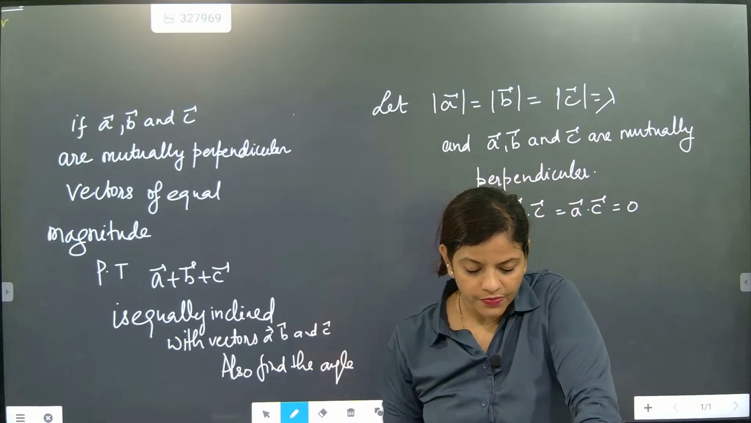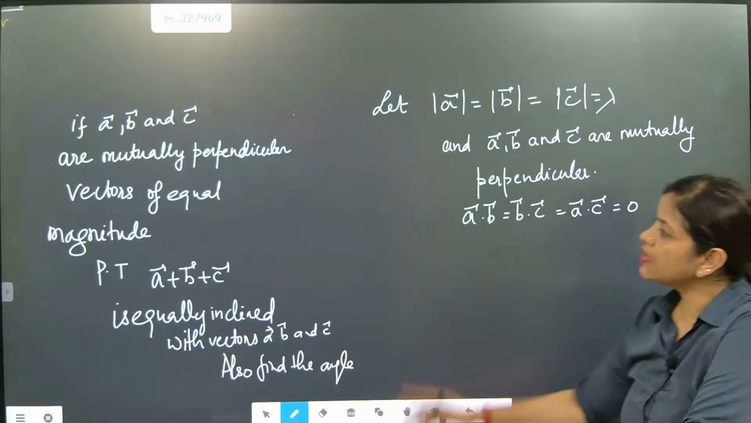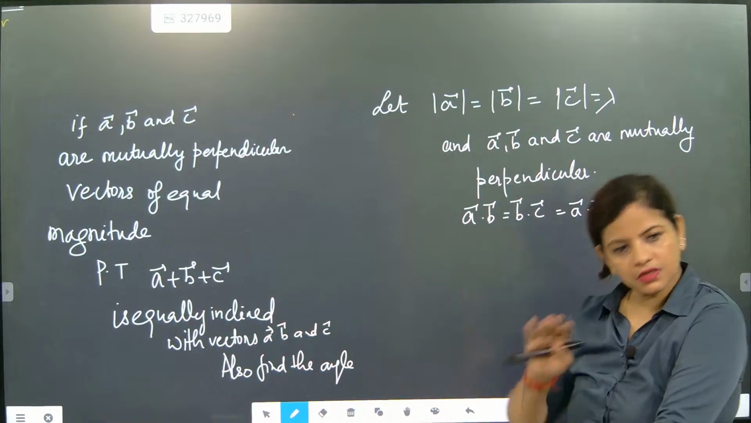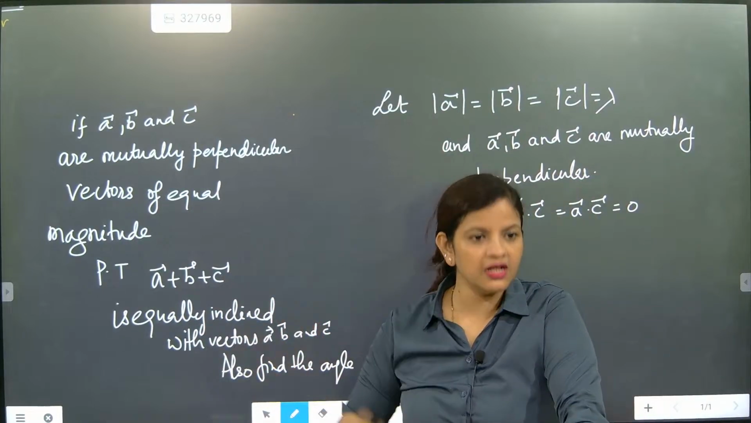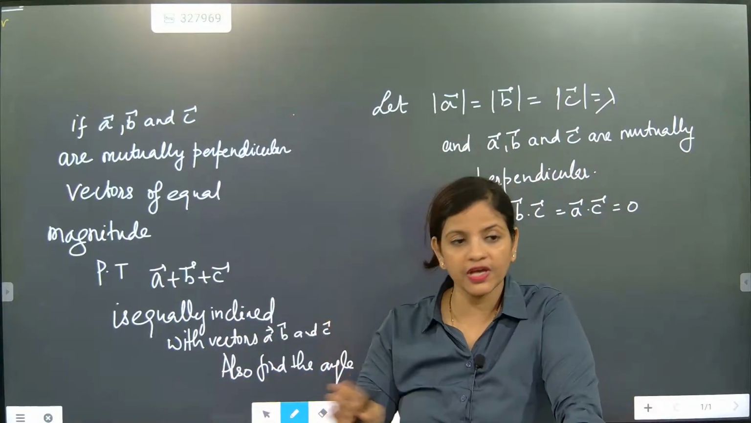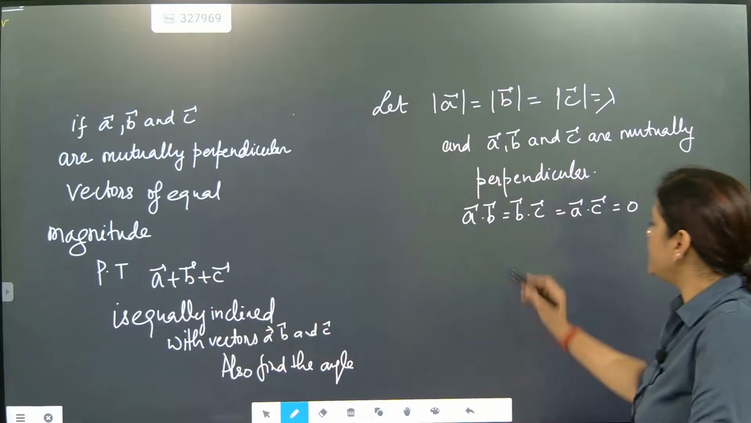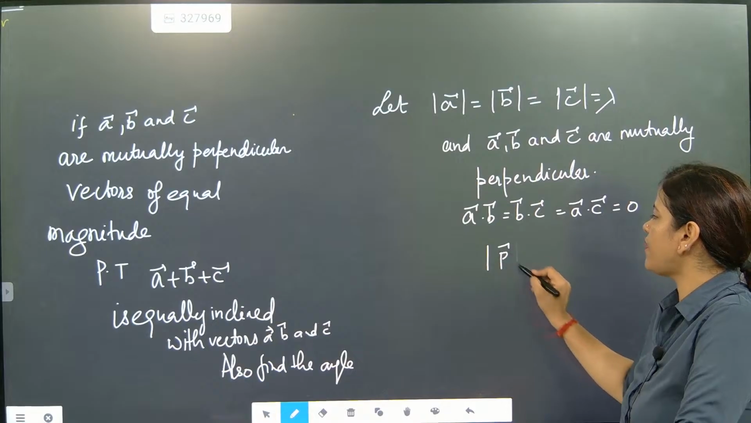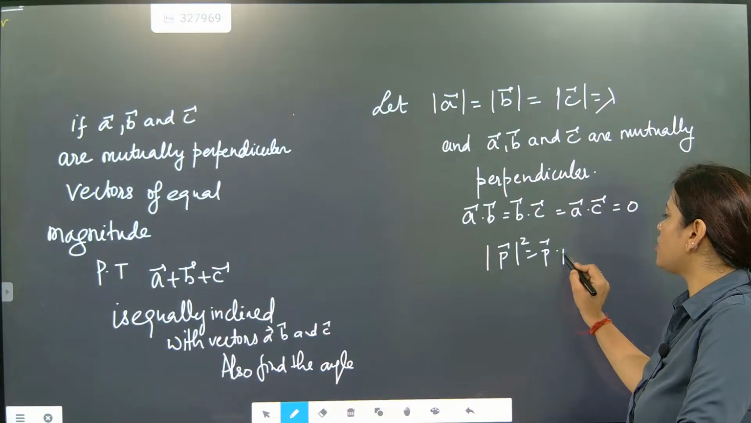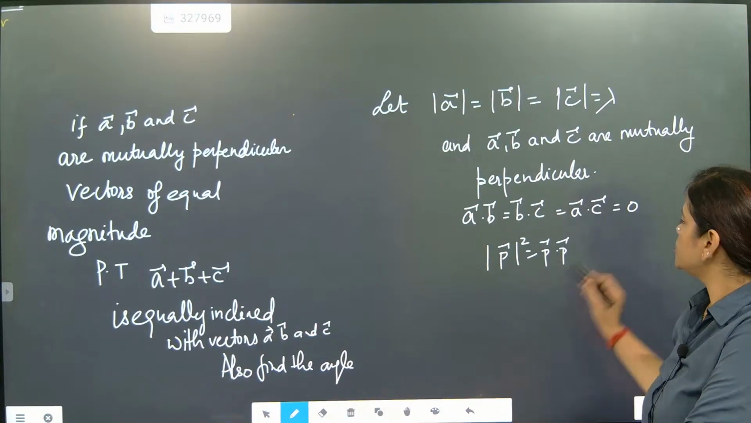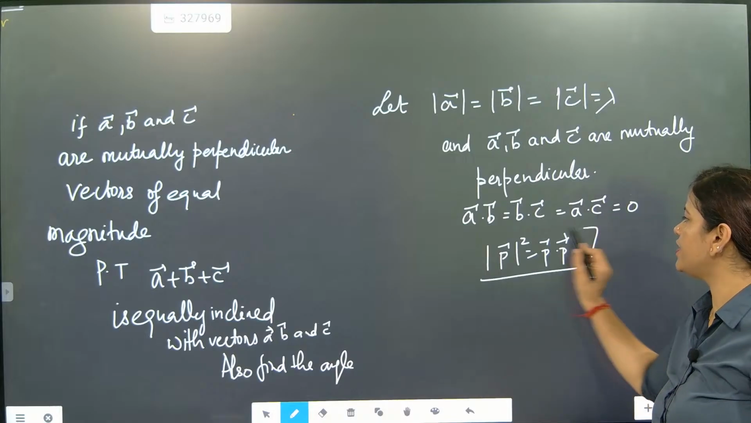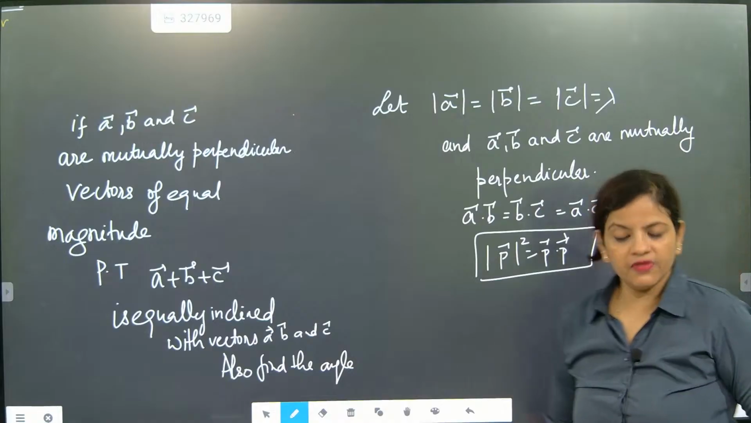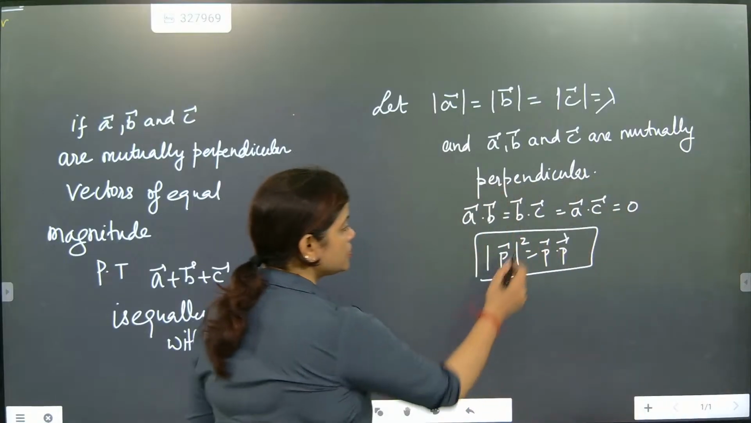Now the next section, what they have given, beta, they are equally inclined. Inclined means with A vector, B vector and C vector. We already know this content. We know that if we take P vector, magnitude of P square is equal to P vector dot P vector. So this formula we already know, and here we are going to use this concept only.